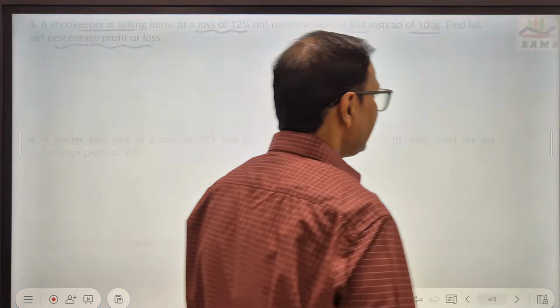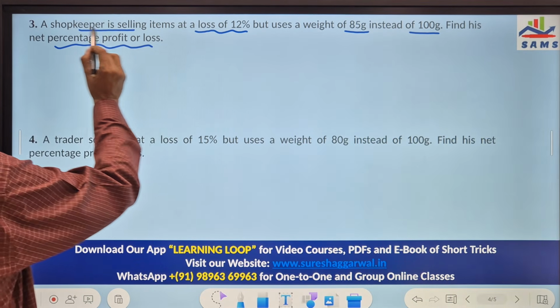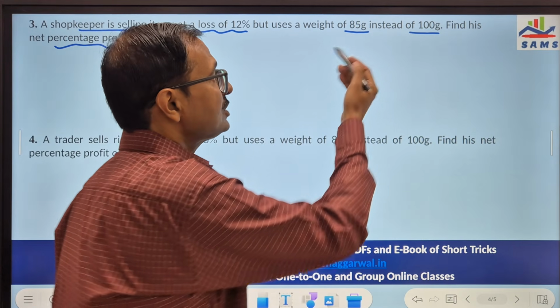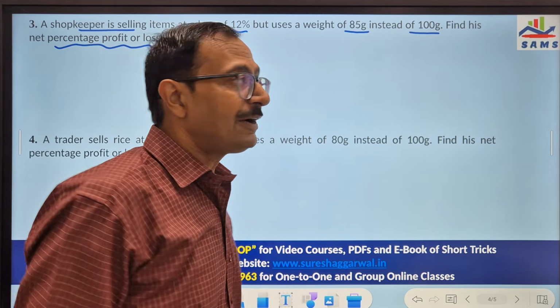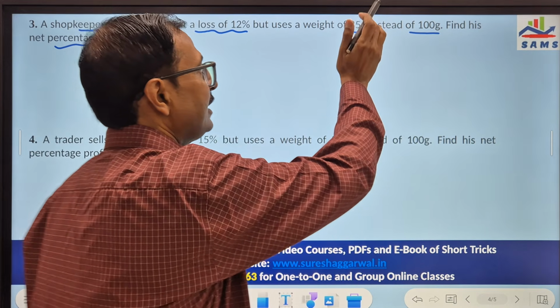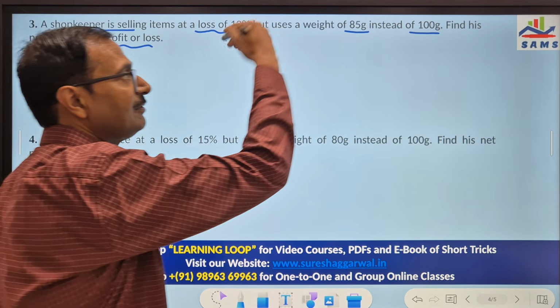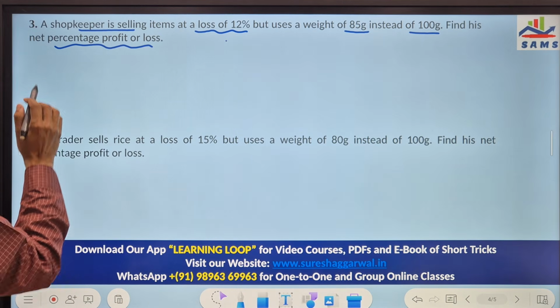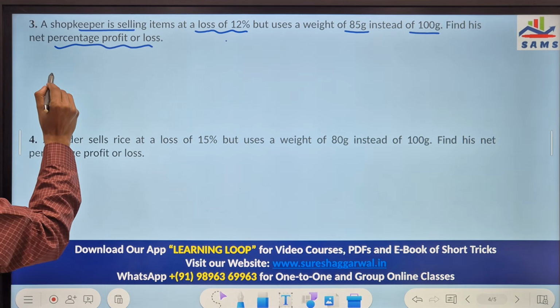Now likewise, if initially there is some loss, see, the shopkeeper is selling items at a loss of 12%, but again he is using the faulty weight. So the faulty weight obviously will give him some profit, and if that profit is more than this loss, then it will result in a net profit, right? So let's calculate the profit percent in this case.